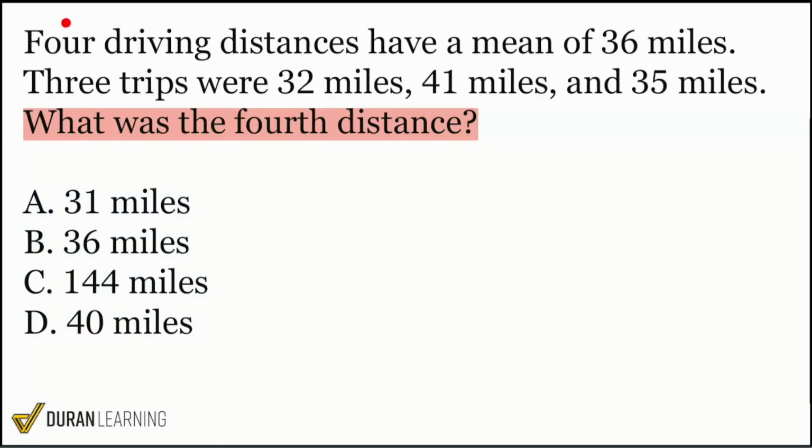So it says here that we have 4 driving distances, and those four driving distances have a mean of 36 miles. 3 trips were 32 miles, 41 miles, and 35 miles. And we don't have that fourth distance. And again, that's what we're trying to find. So what we have here is the mean given to us. So let's highlight that. 36 miles right there.